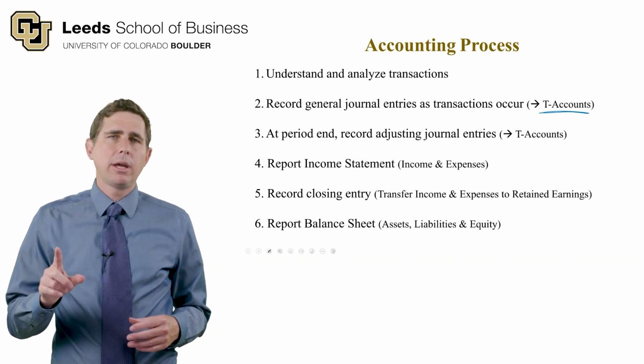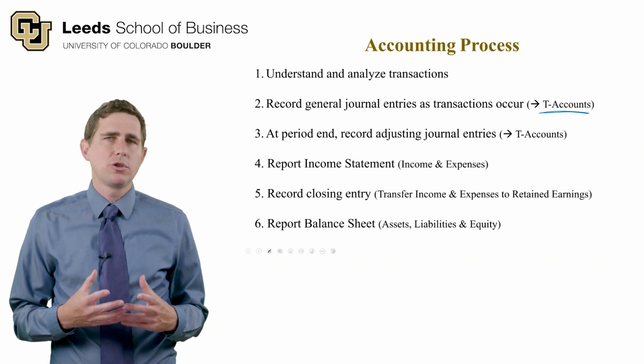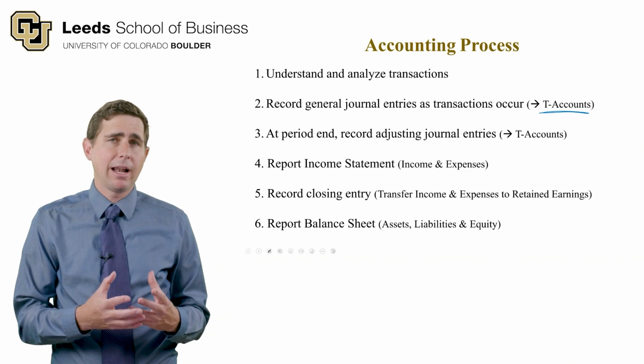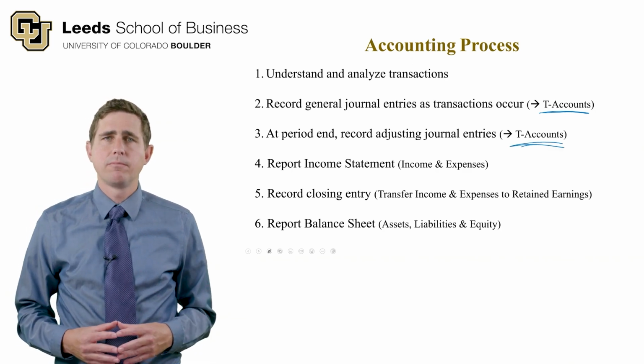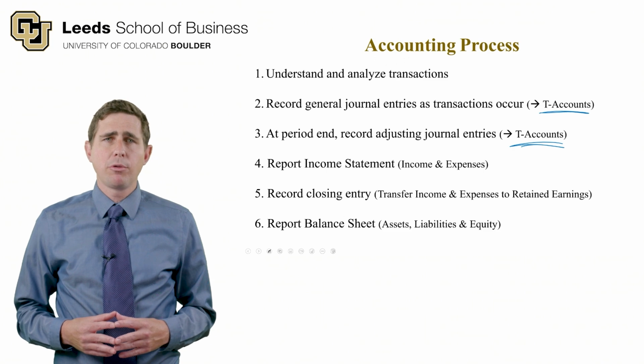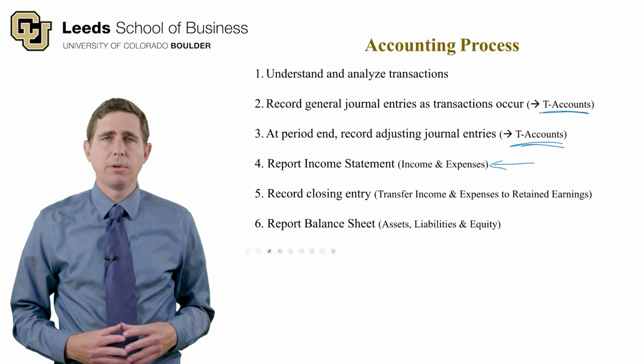At the end of a period, sometimes we need to make adjusting journal entries just to finalize the end of a period, and we'll also post those to T accounts. And once we're done with steps 1 through 3, we can report our income statement for the period of time that we're reporting.